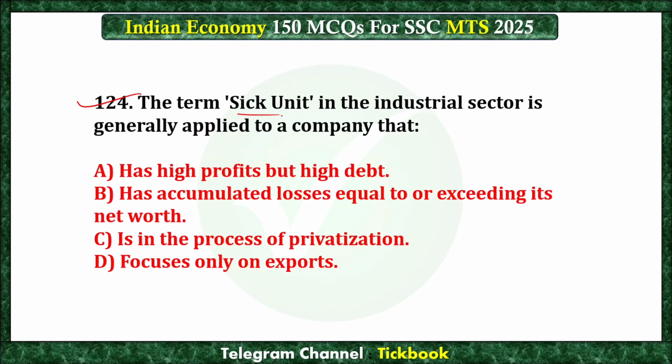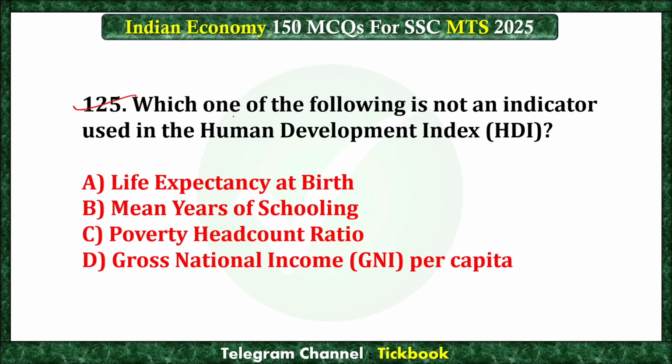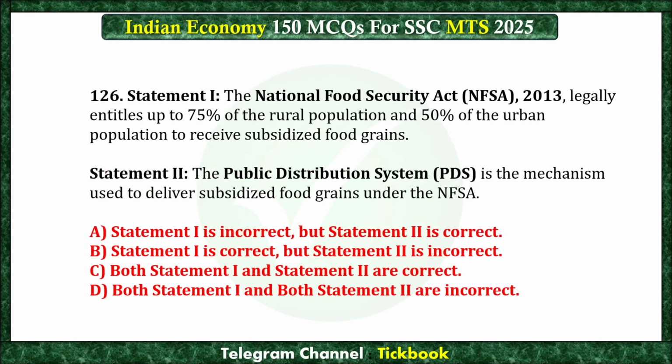124, the term SIC unit in the industrial sector is generally applied to a company that has accumulated losses equal to or exceeding its net worth. 125, which one of the following is not an indicator used in the Human Development Index? Not an indicator. Number C, poverty headcount ratio.